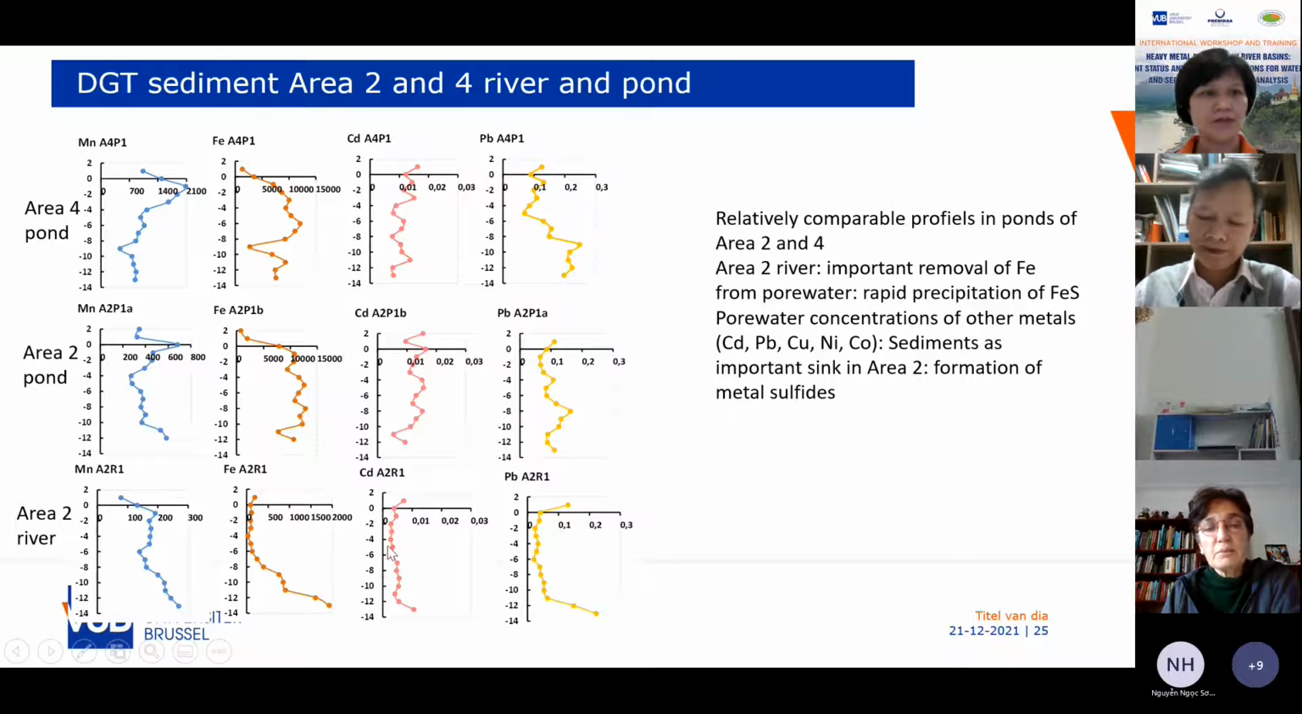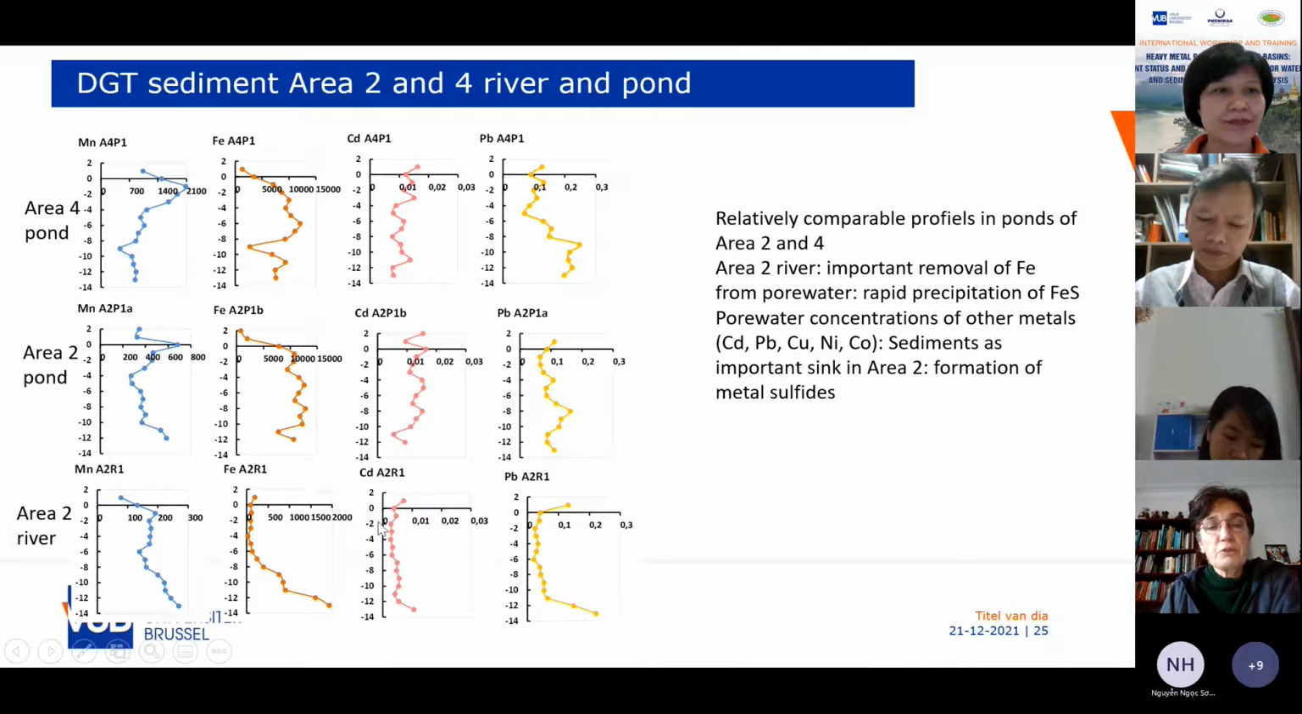And then if we look at the other metals, compared to the other sites, we have lower concentrations of these elements in the pore water compared to the other sites, which means that these elements are also largely removed from the pore water as sulfides and are not available.